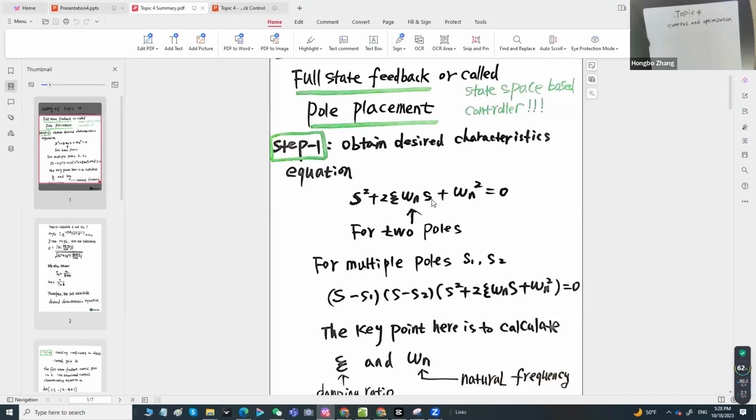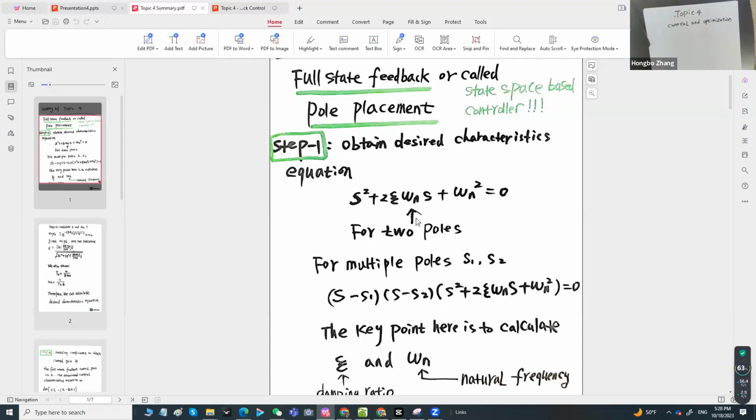And right. So we know our goal here, we want to calculate this characteristic equation. We also know that as long as we are able to calculate eta and omega n, right? So we can calculate this desired characteristic equation, right?